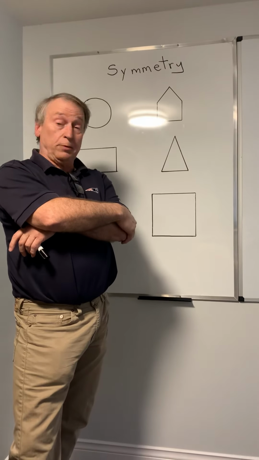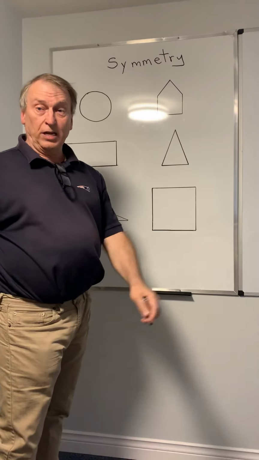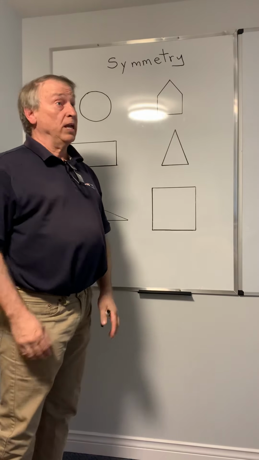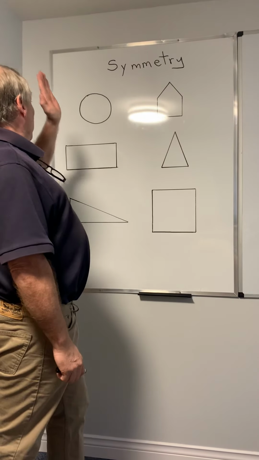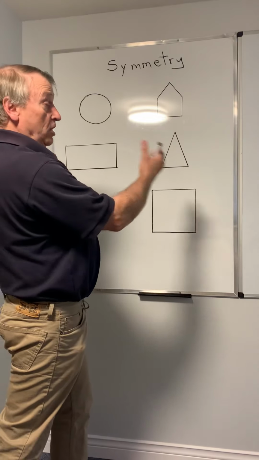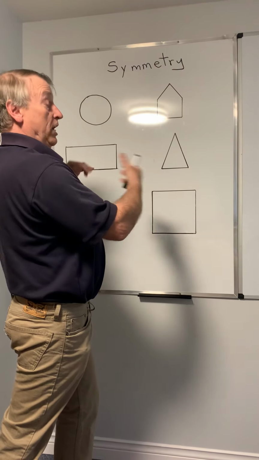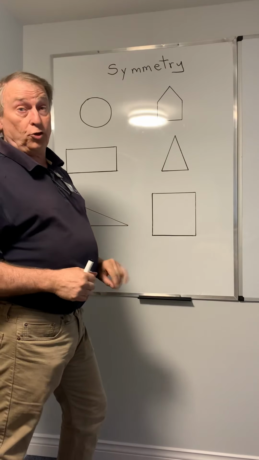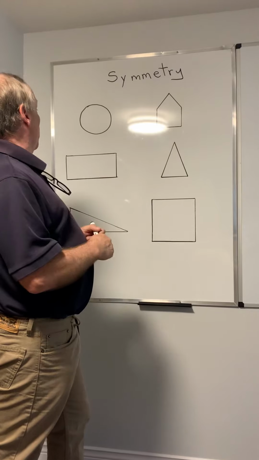Today we're going to talk about lines of symmetry. A line of symmetry is when you can take an object, cut it in two, and on the other side of the object, it will be a mirror image of the first object. So we'll do it with the circle.